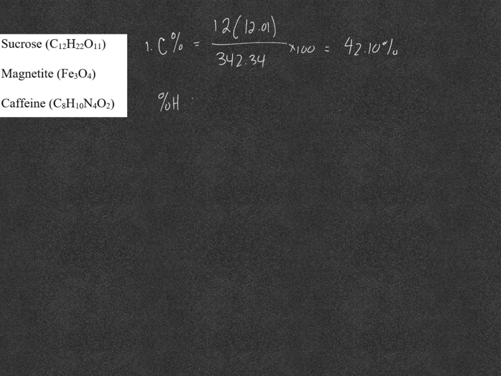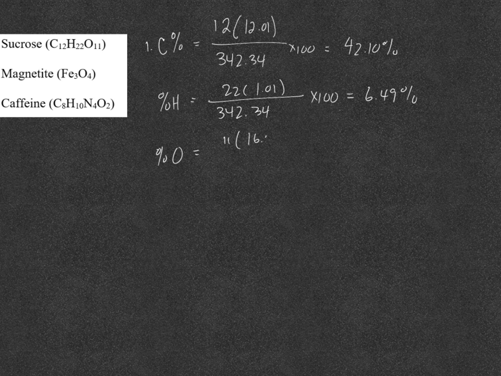For my percent hydrogen, I have 22 hydrogens. Mass of hydrogen is 1.01. Molar mass of the whole thing is 342.34 multiplied by 100, and I get 6.49%. And my percent oxygen is going to be 11 times the mass of oxygen on the periodic table over 342.34 times 100, and I get 51.41%. So that's all you have to do. Check to make sure it adds up to 100, and then you are good to go.